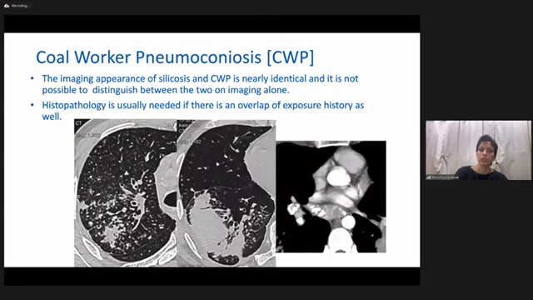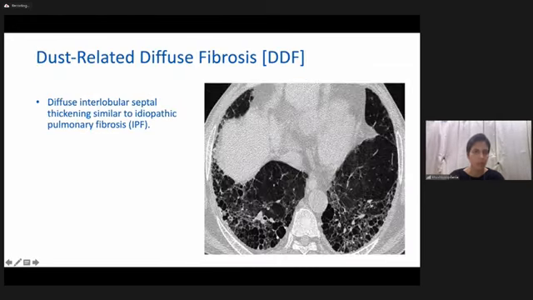Then coal workers pneumoconiosis. So this is something which is very similar to silicosis. On imaging, we cannot differentiate a coal worker's pneumoconiosis versus a silicosis. So whether the silica dust caused the lung insult or the coal mine dust caused the lung insult is difficult to differentiate. This can be done only on histopathology. The imaging pattern is again a progressive massive fibrosis, background nodules, discrete, randomly distributed, a patch of consolidation, and these eggshell calcifications. So the pattern is more or less similar.